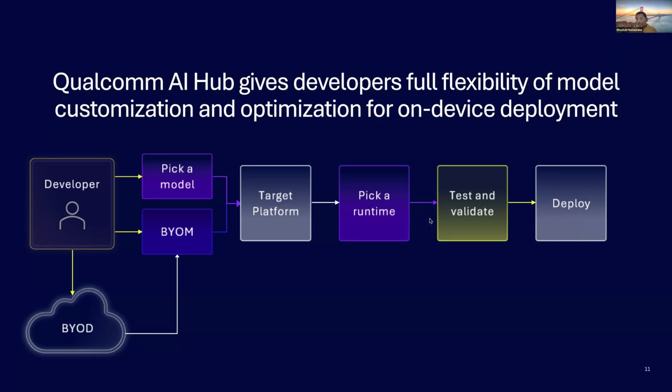And once you pick, let's say, platform and target runtime, then you can quickly test and validate your model with the Qualcomm AI Hub platform. In this platform, you'll be able to compile, profile, and also numerically validate your machine learning model. And once you're happy with the performance of a model, you can just go ahead and deploy the model with some of the sample apps that we have, or you can build your own app as well.